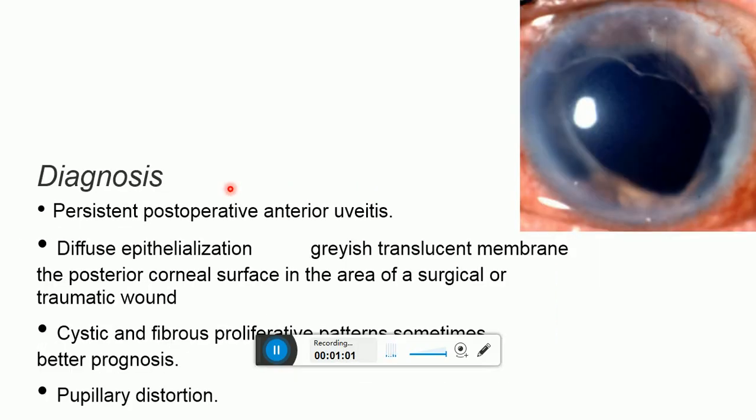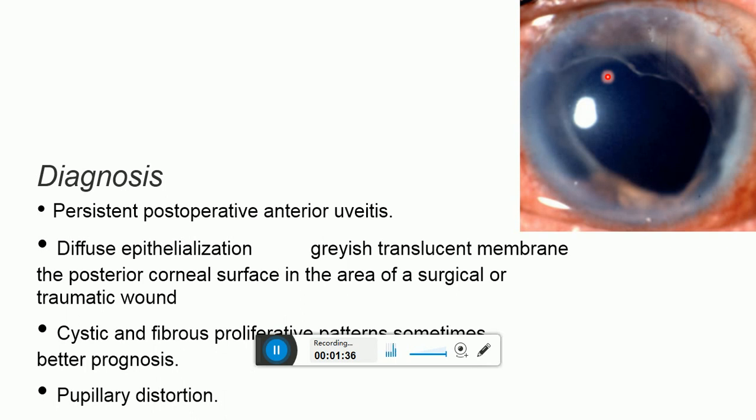Diagnosis: there is persistent postoperative anterior uveitis, diffuse epithelialization characterized by gray translucent membrane with a scalloped border that involves the posterior corneal surface in the area of a surgical or traumatic wound. So here you can see the translucent membrane with a scalloped border involving the posterior corneal surface. This is the posterior corneal surface.